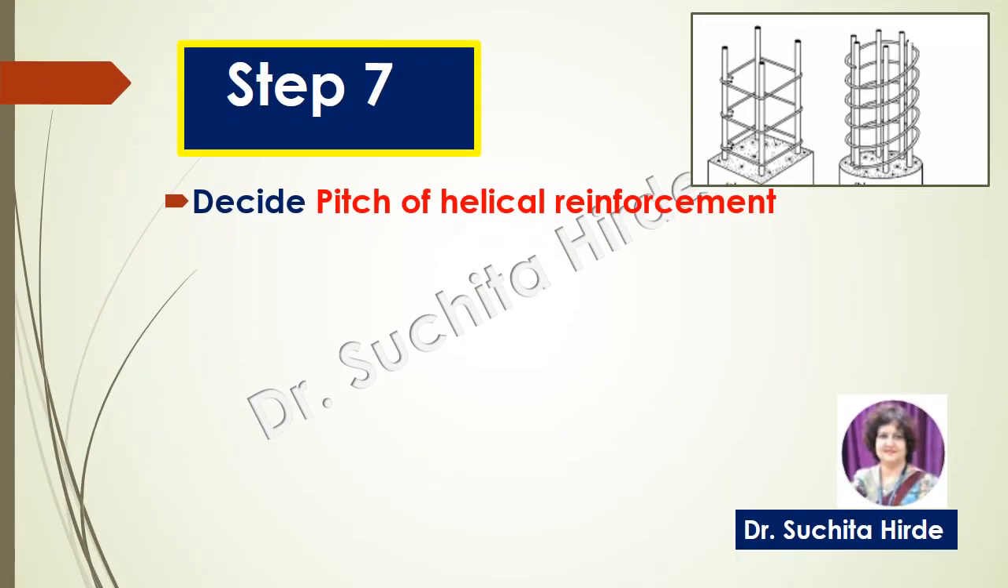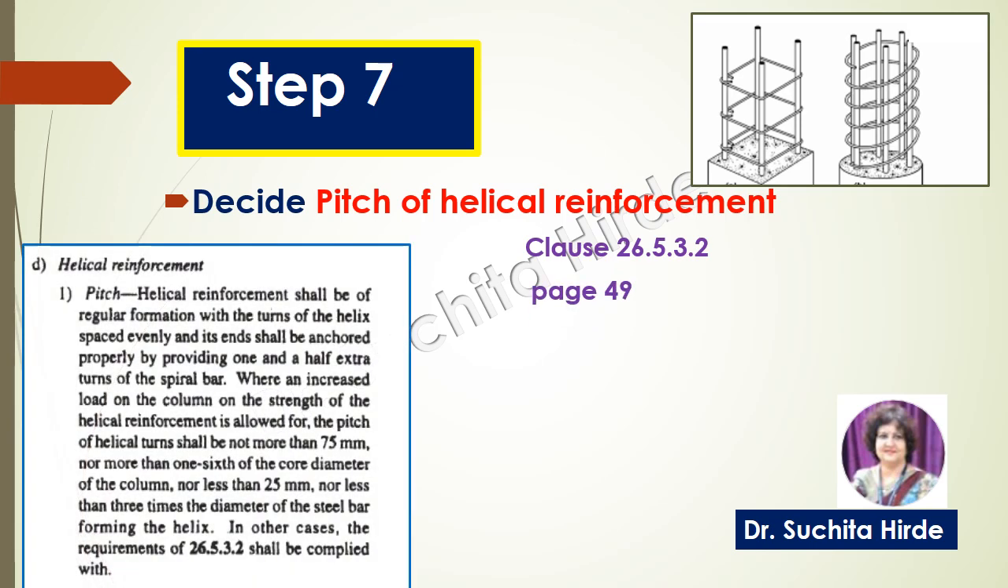After calculating pitch of helical reinforcement from formula, we have to check it for minimum and maximum condition. These conditions are given in IS 456. So in this clause, the pitch should not be less than 25 millimeter and should not be greater than 75 millimeter, or it should not be greater than 1/6 of diameter of core. So after calculating the pitch from the formula, we have to check whether it is in between these two extremes.